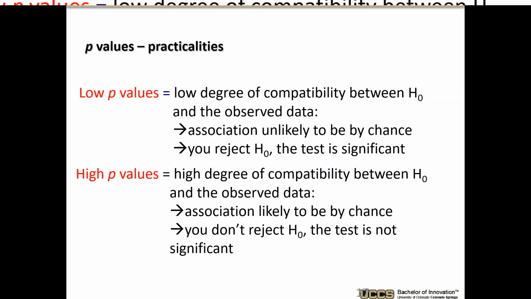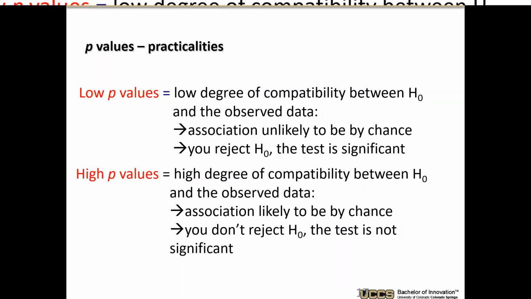For high p-values, we have a high degree of compatibility between H0 and the observed data. So the association is more likely to happen by chance. So you can't reject H0. The test is not significant. High p-values are anything greater than 0.1. 0.05 is normally the cutoff between high and low, which doesn't really seem like high, greater than 0.05. High p-values of about 0.6, 0.5, 0.9, forget it, these variables are very tightly coupled, right? 0.01 is generally considered significant. 0.1 is not significant, but it might be if I had more data.